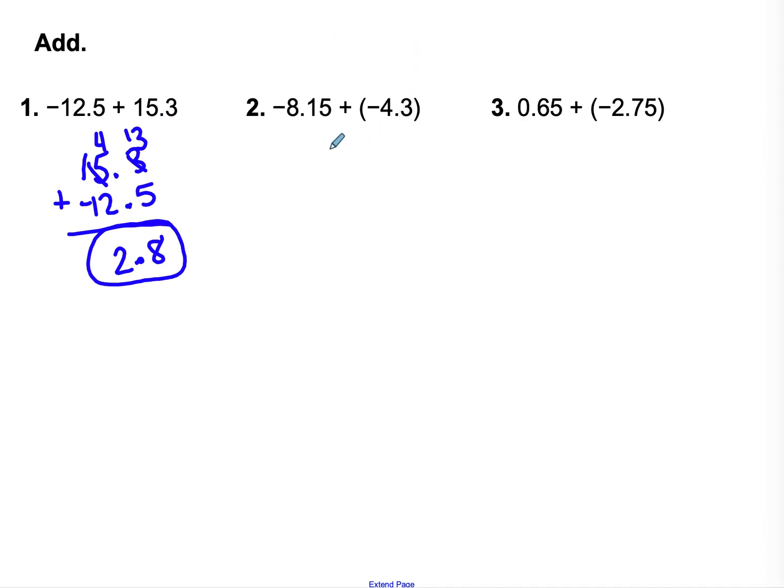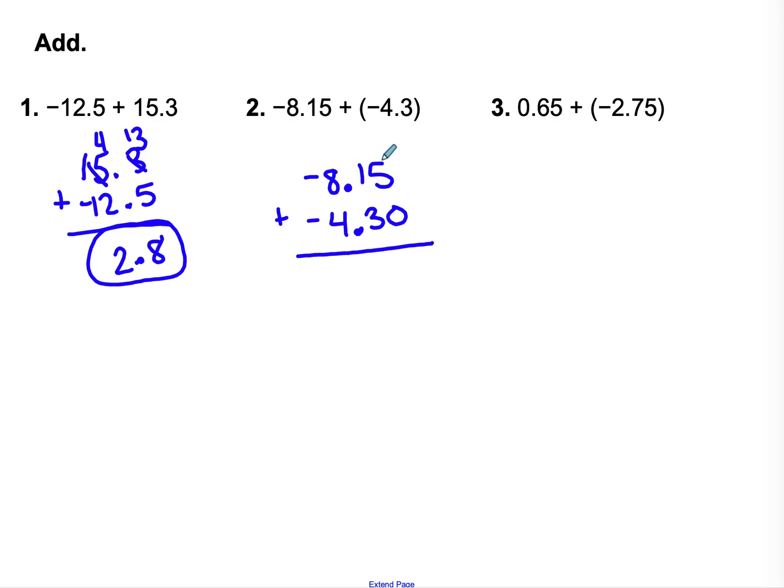All right, next one. Negative 8 and 15/100 plus negative 4 and 3/10. This one doesn't have the same amount of place values in both numbers. So when that happens, you want to make sure that you're lining up that decimal point still, and then you add placeholder zeros. So instead of writing negative 4.3, I wrote negative 4.30. That way I have the same amount of place values.